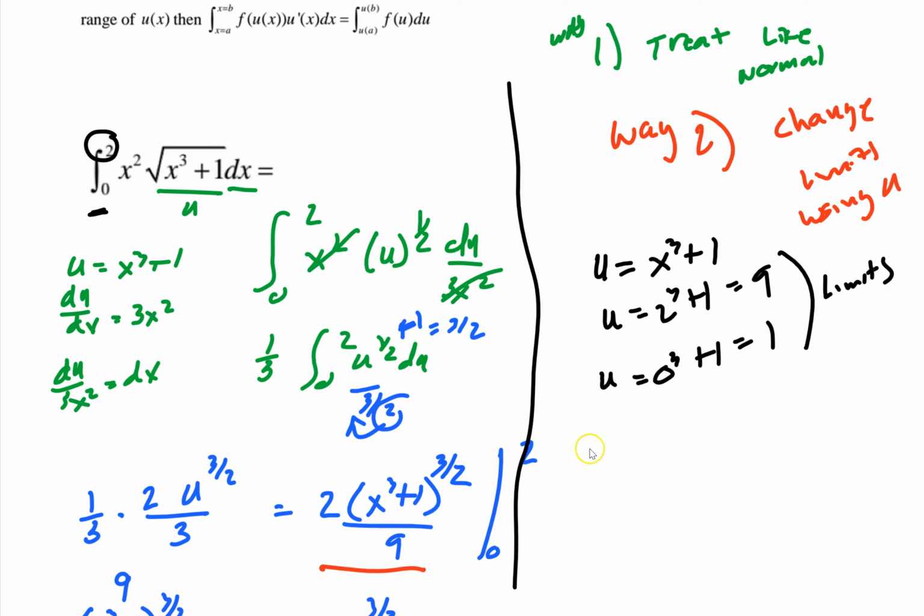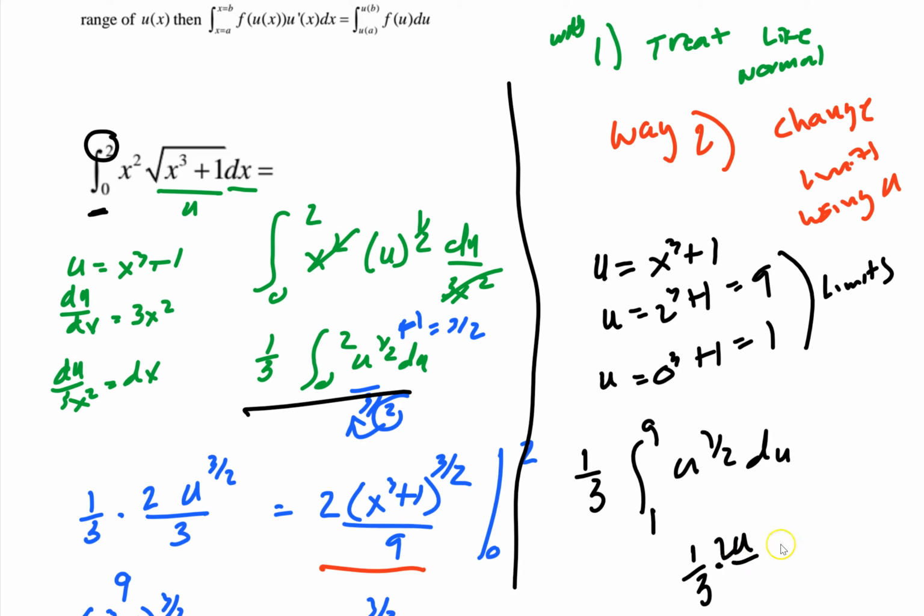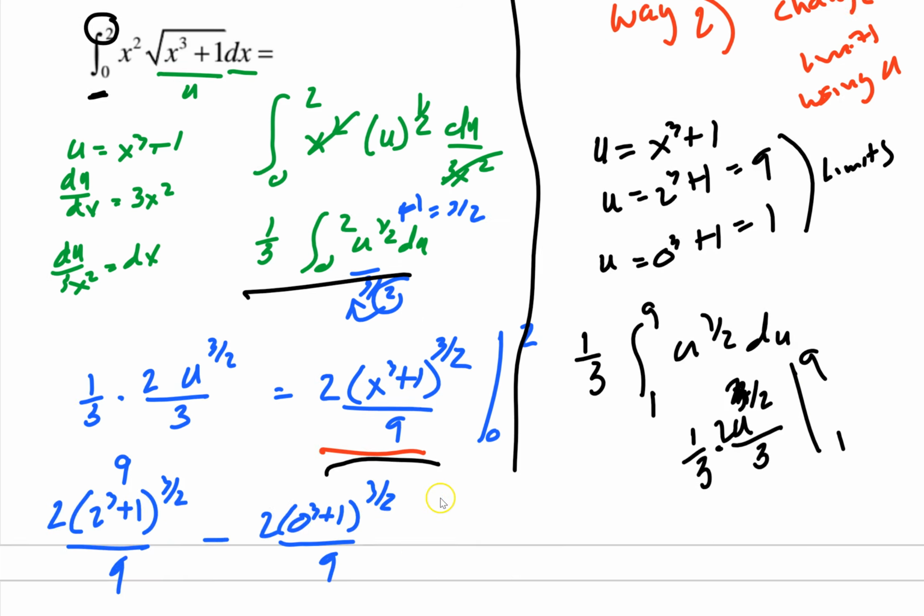So if I look back and I plug everything in what we had, let's just start from here, right? If I have 1/3 u to the 1/2 du, instead of having to worry about plugging my u back in, I can just use my new limits, 1 and 9. So if I integrate this, I'm going to get 1/3 times 2/3 u to the 3/2. I think that was the integral right there. Instead of having to plug this stuff back in, I used my limits here, 1 and 9. So it saves a little step, right? It saves a little bit.